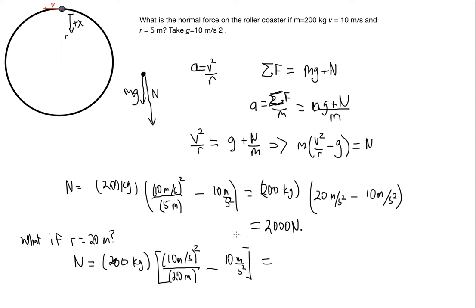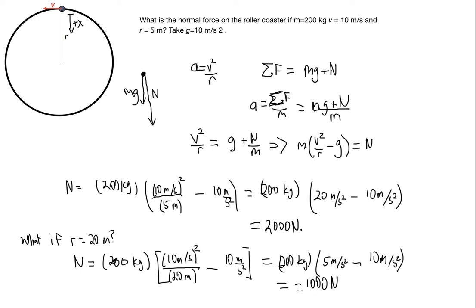For that case, we have that that's 200 kilograms. Again, it's 100, but instead I'm going to divide by 20 here, and that leaves me with 5 meters per second squared minus 10 meters per second squared. And in that case, that's equal to negative 1,000 newtons.